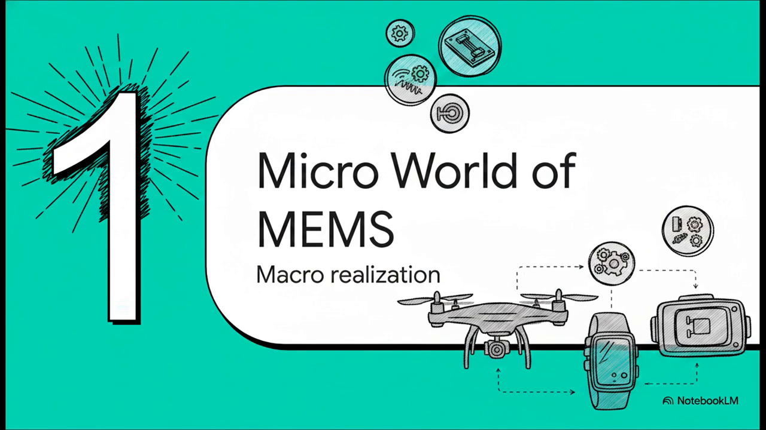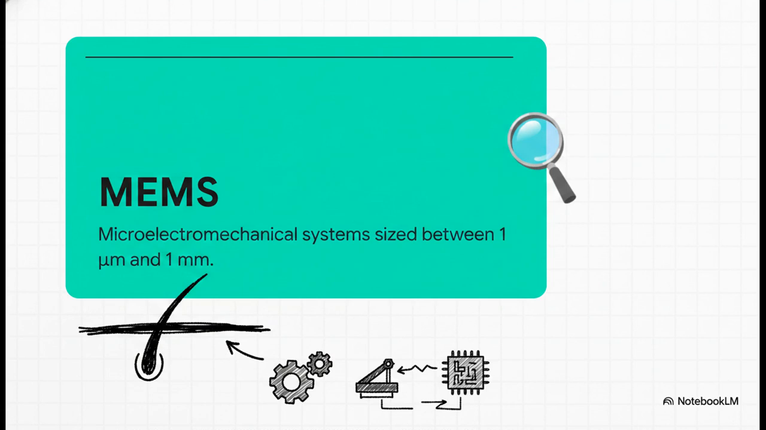Section 1. The microworld of MEMS. Let's start with our first stop on the scale of the invisible. First things first, we need to establish our baseline physical scale. MEMS, which stands for Micro-Electromechanical Systems, are basically engineering systems designed to achieve specific electromechanical or electrochemical functions.